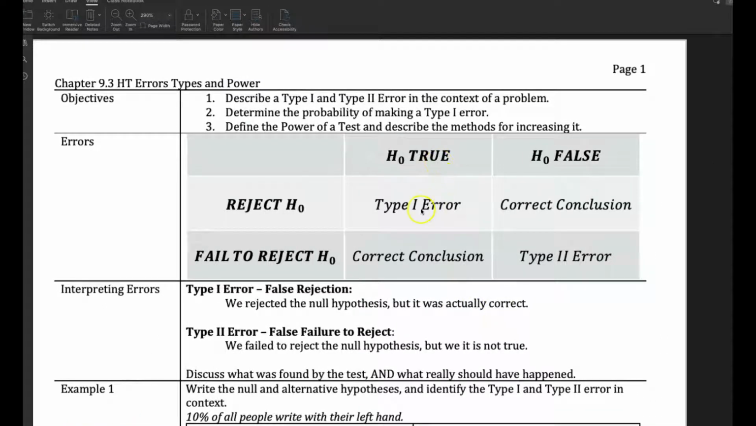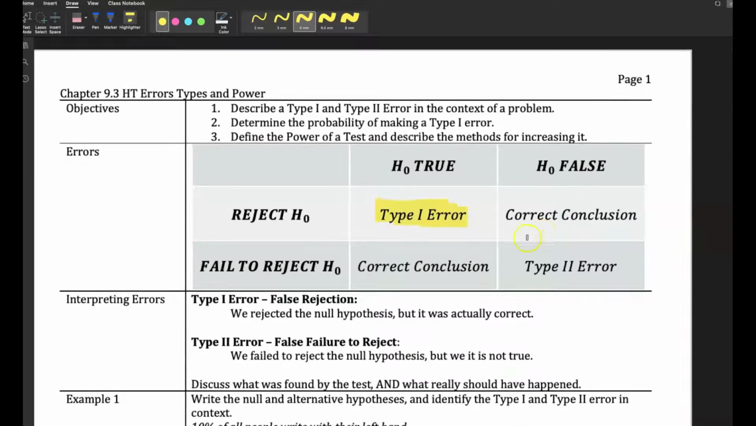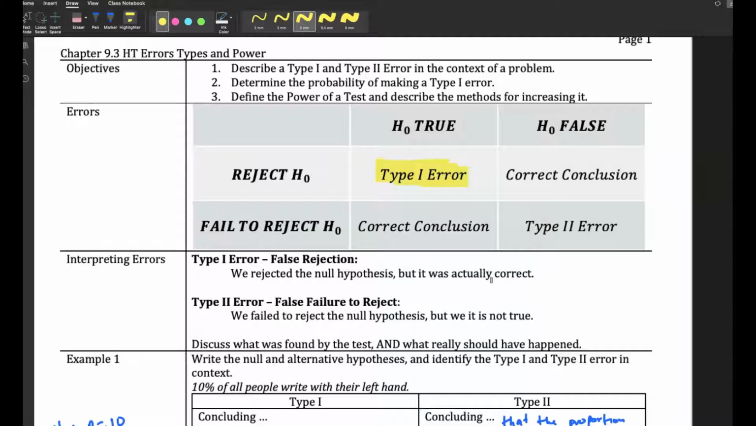And so a Type 1 error occurs when we reject the null hypothesis, but the null hypothesis is actually true. That's a Type 1 error. If we reject the null hypothesis and the null hypothesis is false, that's a correct conclusion. Remember, we reject or fail to reject the null hypothesis, but just because we do that, we're not necessarily 100% correct all the time.